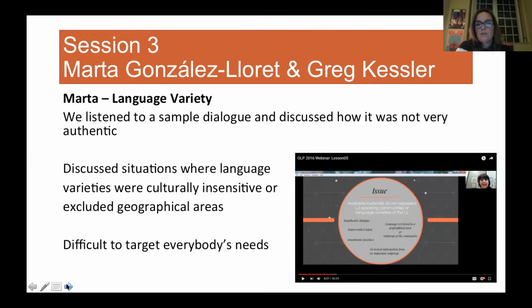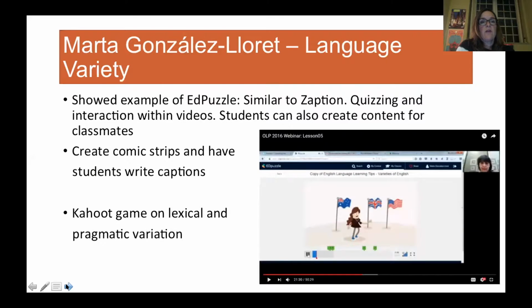She told us the story of when in some Spanish-speaking cultures, if you're offered something, you're never supposed to say yes the first time. You'll always be offered again, and it would be rude to respond yes the first time. So teaching students that this might be the case in one place, but not in a different Spanish-speaking area. And that it's very difficult to target everybody's needs because different people are looking to learn about the languages in different areas. She showed us an example of EdPuzzle.